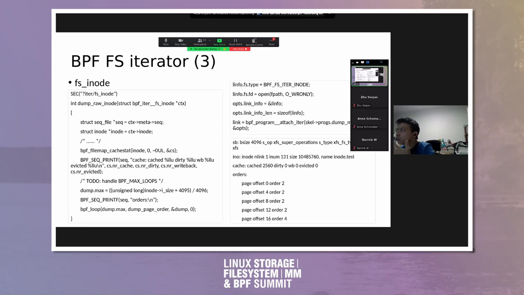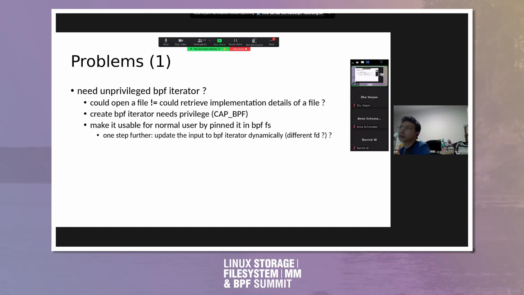I think in the previous three slides, I just showed what we can do with the FS iterator. But there are some problems I want to raise. The first is, do we need an unprivileged BPF iterator? In my perspective, being able to open the file doesn't mean you can retrieve the implementation details of the file. The background is that creating a BPF iterator now needs a privilege, CAP_BPF, so it will not be available for normal users.